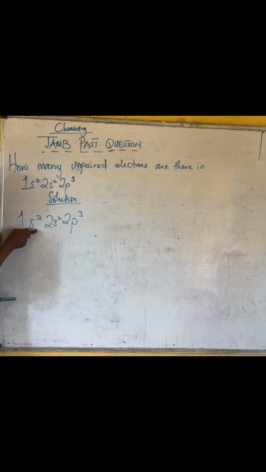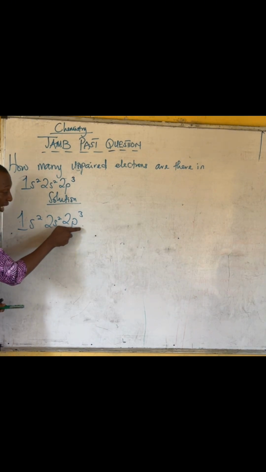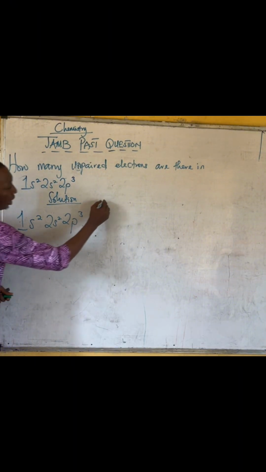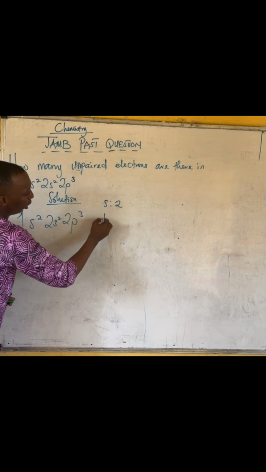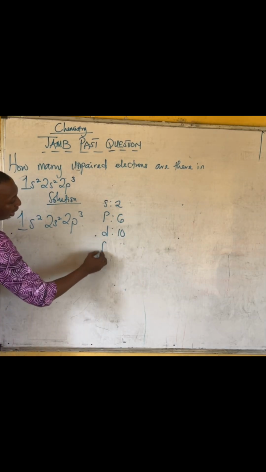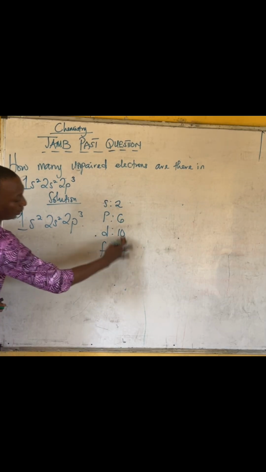Since I've already told you, the s orbital can take a maximum of 2, this one is completely filled. The s orbital, a maximum of 2, is completely filled. The p orbital can take a maximum of 6. So the only orbital that is not filled here is the p orbital. And don't forget, s is 2, p can take a maximum of 6, d a maximum of 10, f a maximum of 14.